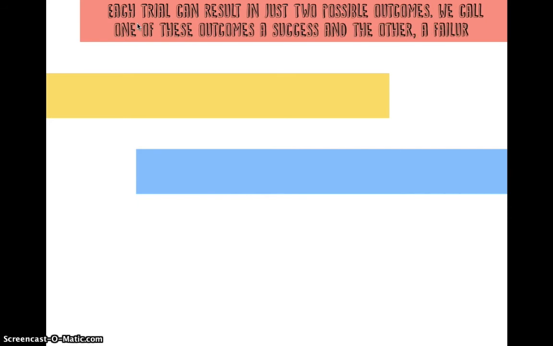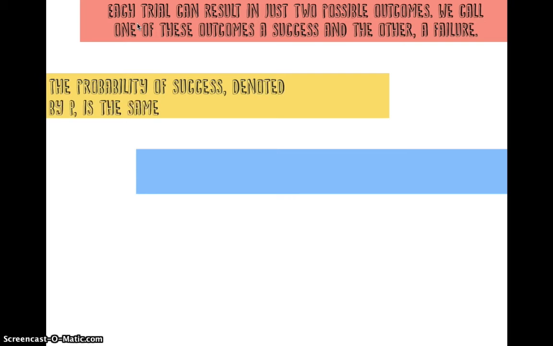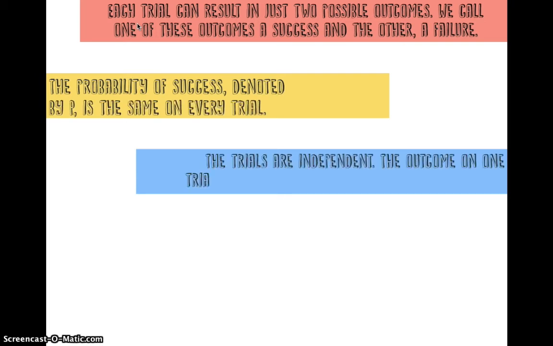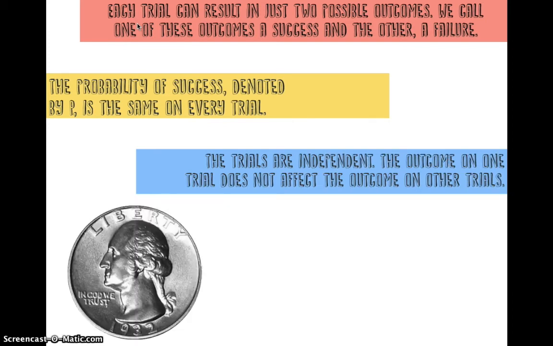Now here are some basic rules that you have to keep in mind when doing the binomial probability. Each trial can result in just two possible outcomes. We call one of these outcomes success and the other a failure. The probability of success, denoted by p, is the same on every trial. The trials are independent. The outcome on one trial does not affect the outcomes in other trials.